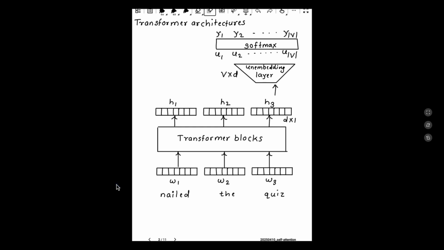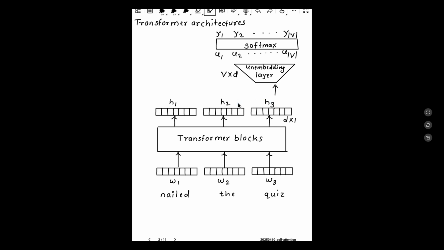What's the input to a transformer model? The input is a sequence of tokens, each represented by an embedding vector. In this example, for instance, the sequence of tokens is "Nail the Quiz", and these are the corresponding embedding representations. What's the output of a transformer model? The output is a sequence of context-aware rich representations for each token. In this example, we are denoting these context-aware representations by H1, H2, and H3.